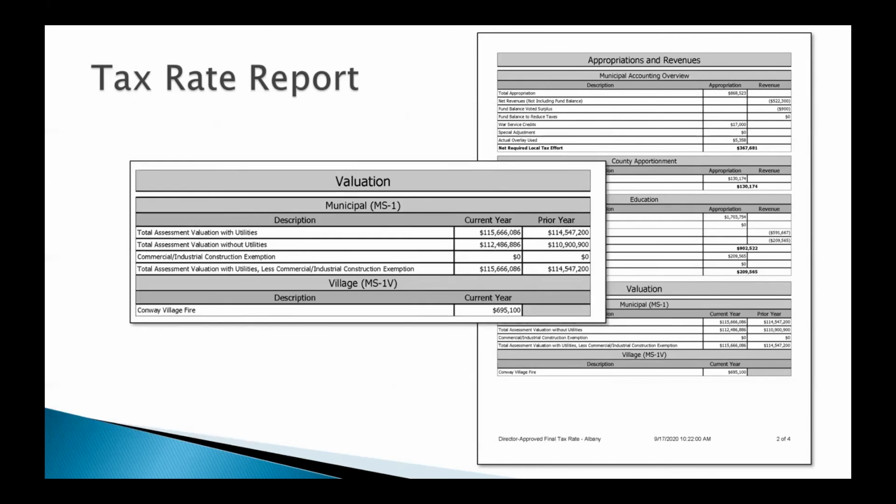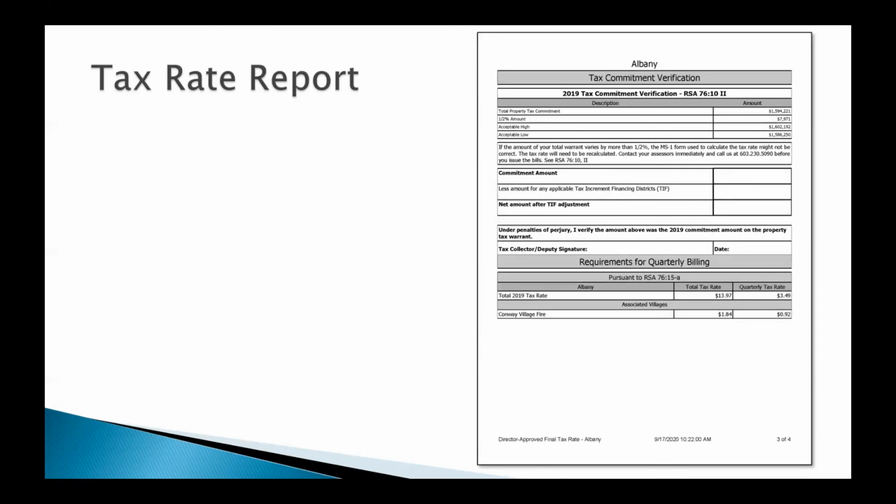If you do have any villages here, you'll see your village valuation at the bottom, the MS1V, and then up top the details of the MS1. So this is your valuation coming out of the assessor's office. And there's that commercial industrial construction exemption that if you adopted it, you'll see that number reflected here, which plays into your tax rates as well.